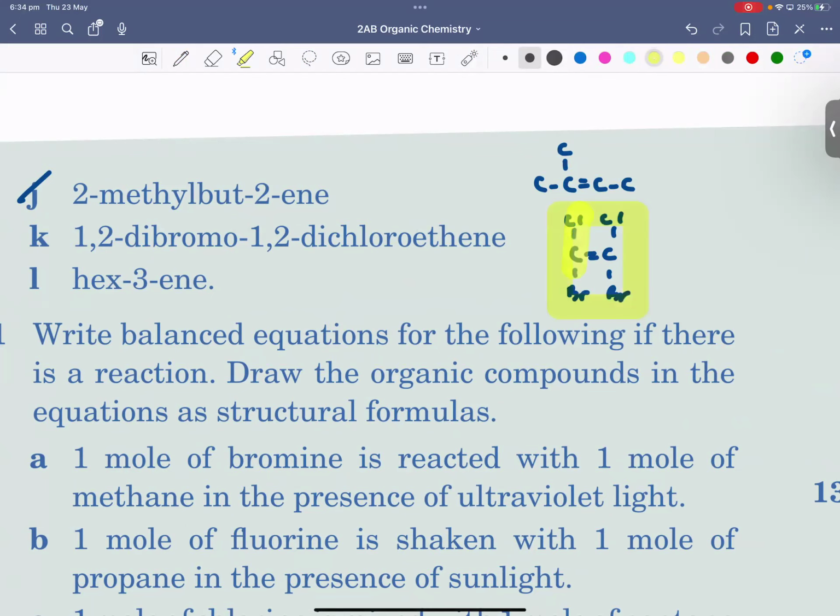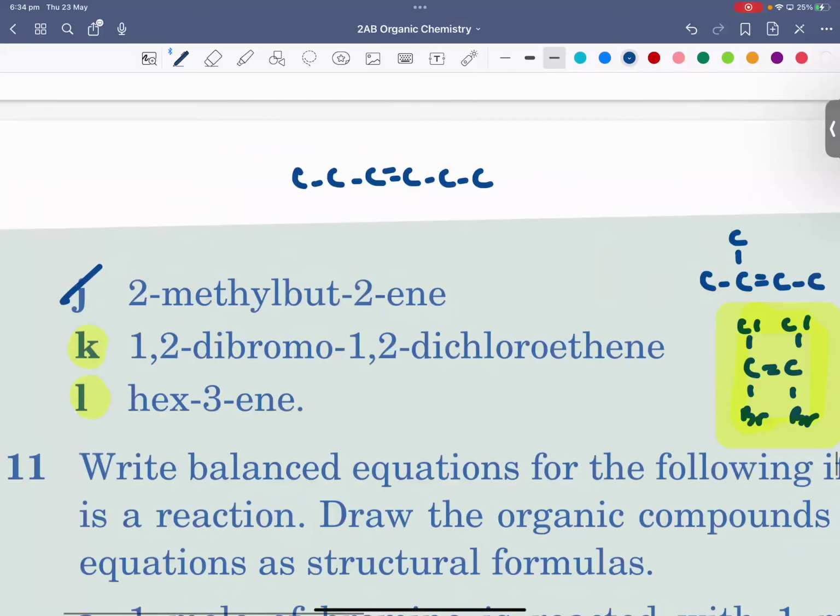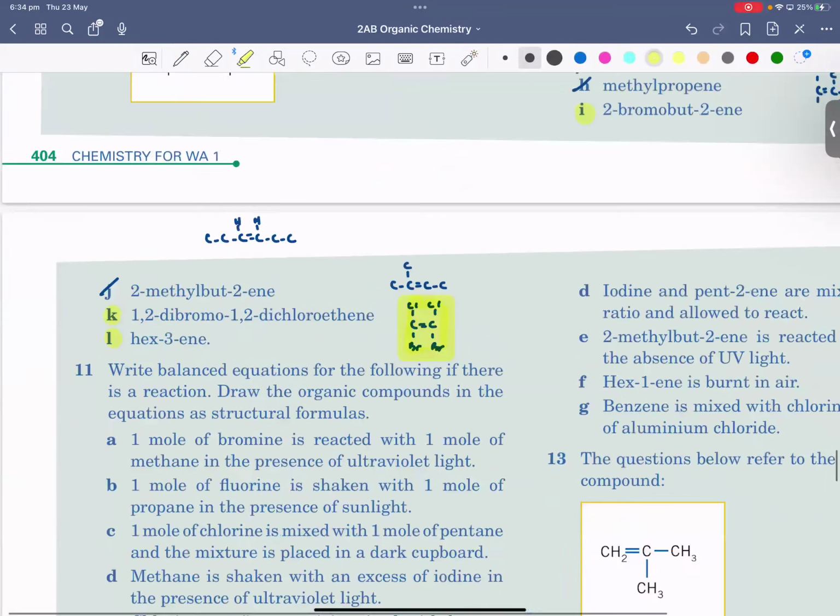And hexene, I'm sure will work as well. Look. 1, 2, 3, 4, 5, 6. There. H. Is this different to that? Is this different to that? So therefore you have cis-trans isomerism.